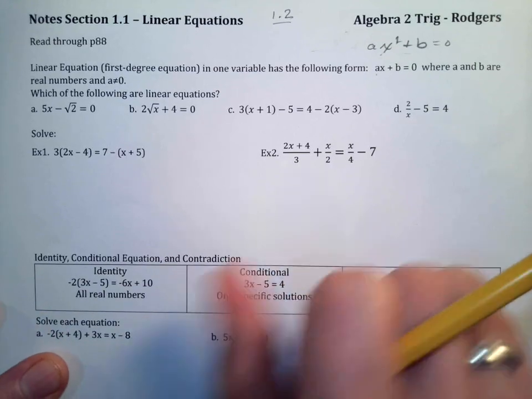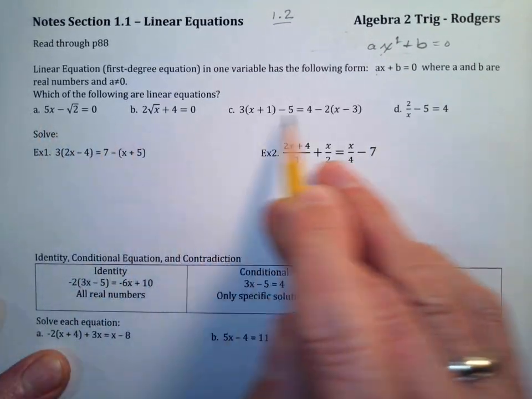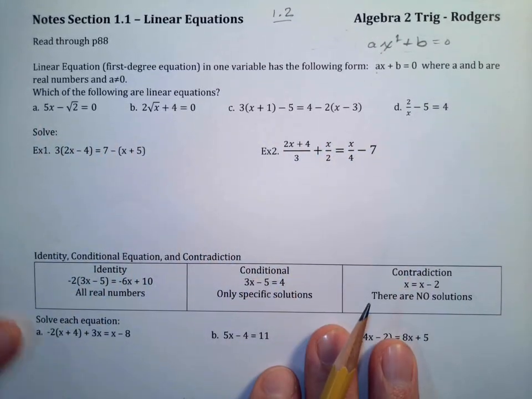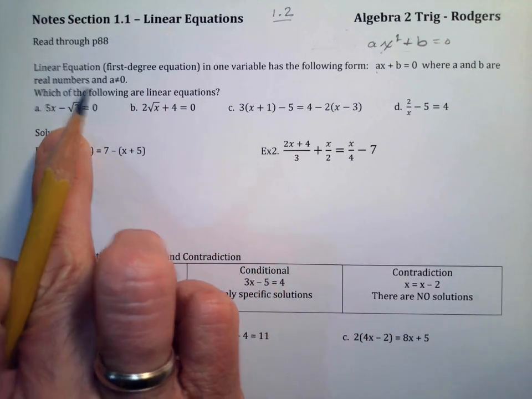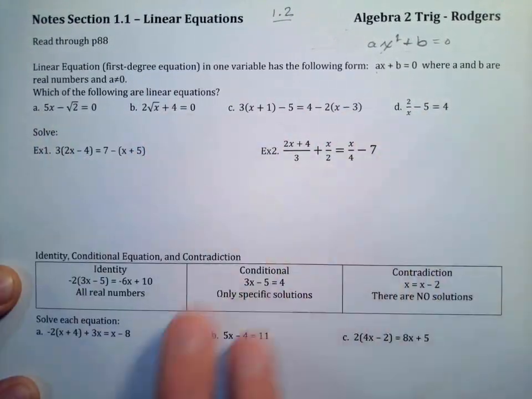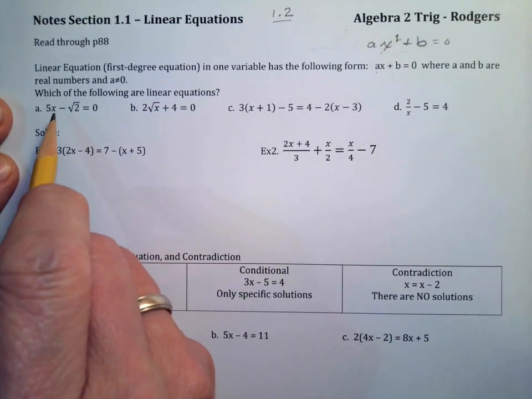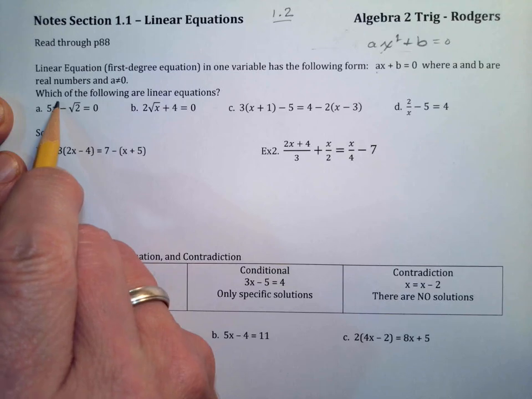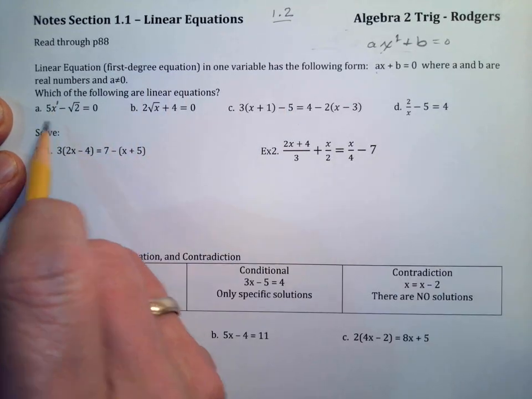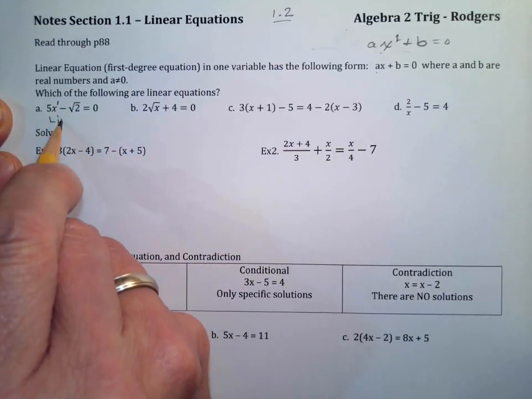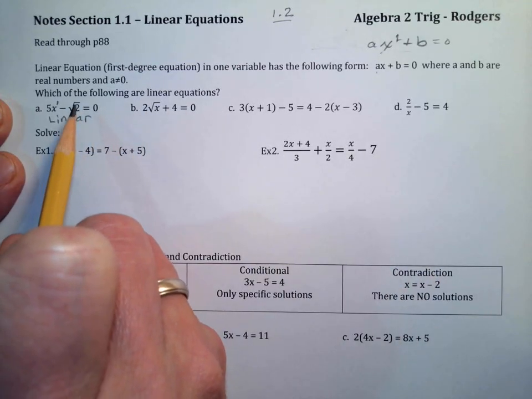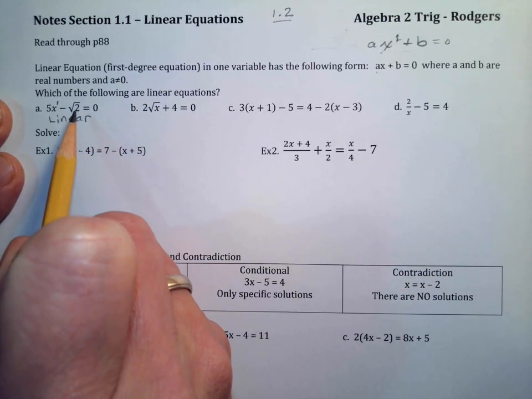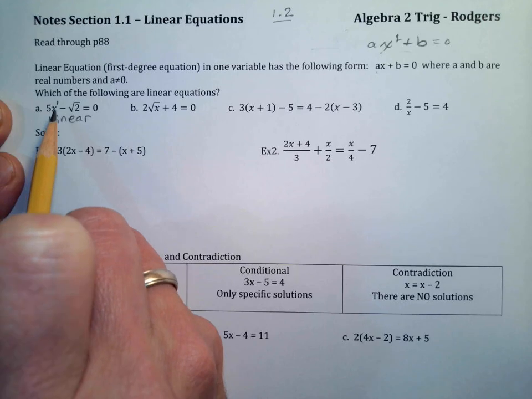Okay. Which of the following 4 equations is a linear equation? Pause the video, write down linear, not linear, or whatever the case is. All right, so this first one, the x has an exponent of 1, and so yes, this is linear. It just has a square root of 2 as the constant, and that's fine. That doesn't affect the x having a degree of 1.